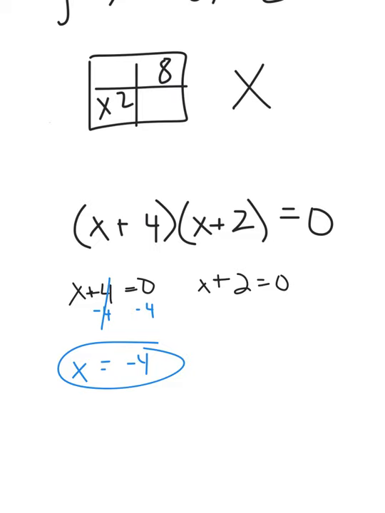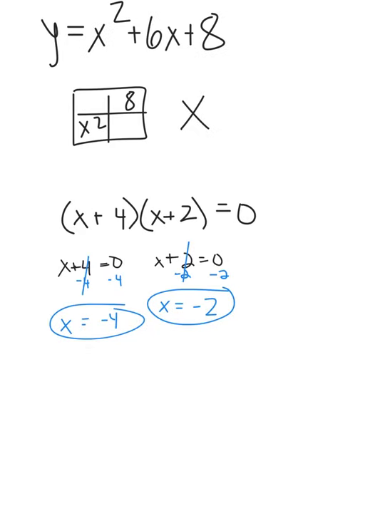The other one is x is -2, because -2 plus 2 is 0. Or you could show your work to get the x alone. We would minus 2 on both sides, and we'd also have x equals -2. So on a graph, we would have x-intercepts back here at -2 and -4.